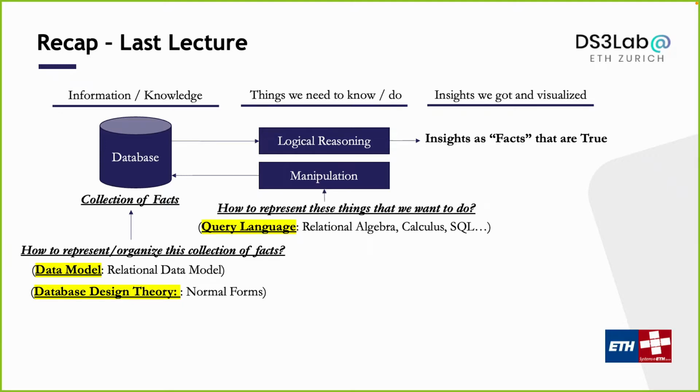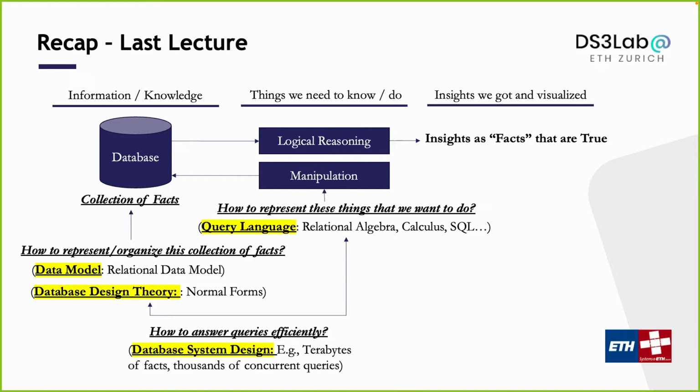And then how to design a query language to represent the thing that you want to query. We are going to talk about that. And given a data model and a query language, how to run those queries as efficiently as possible. We are talking about how to query terabytes of facts, how to have thousands of concurrent queries running over a single database. So these four components are what we are going to explore together in the next 3 months.